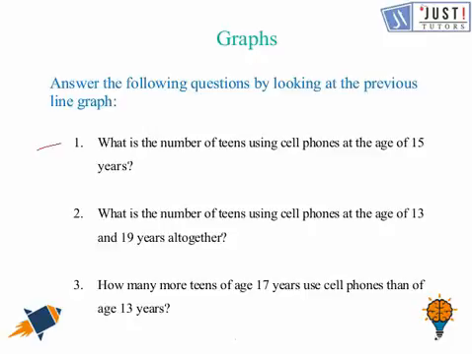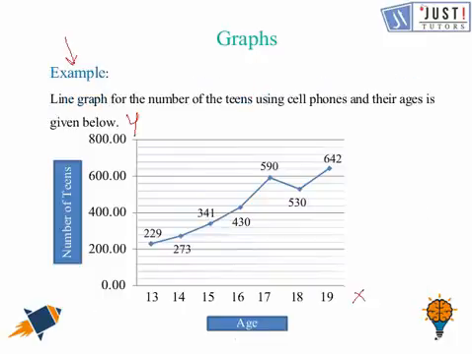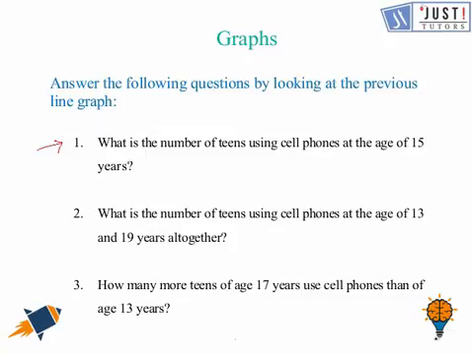Here the first question is, what is the number of teens using cell phones at the age of 15 years? By looking at the graph, we first need to find the age 15, which is here. Now we move along to the y-axis and we find it is 341. So the answer for the first question is 341.